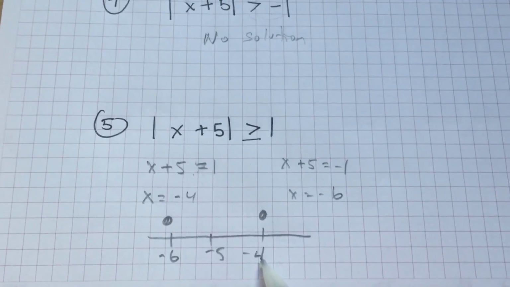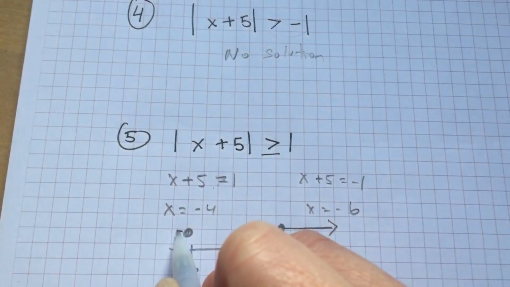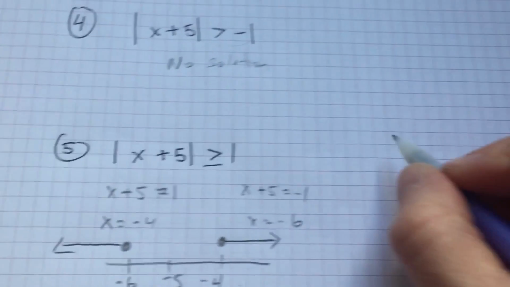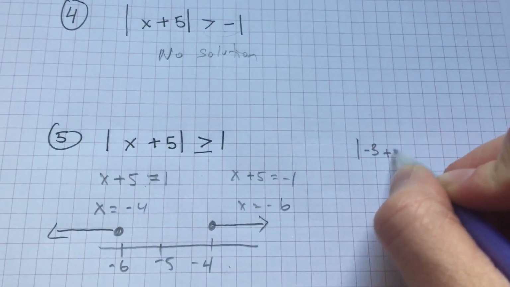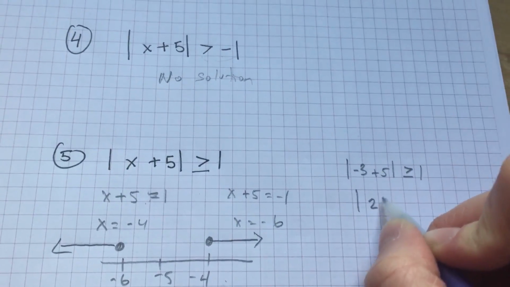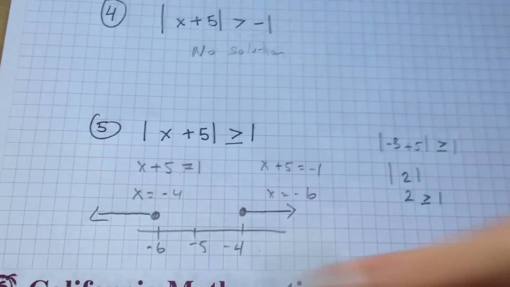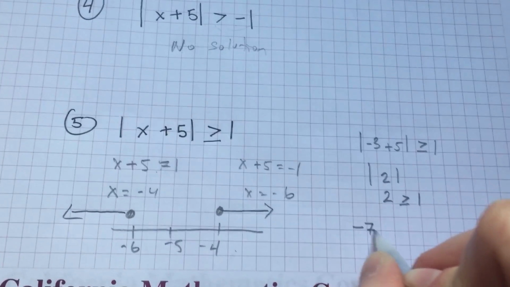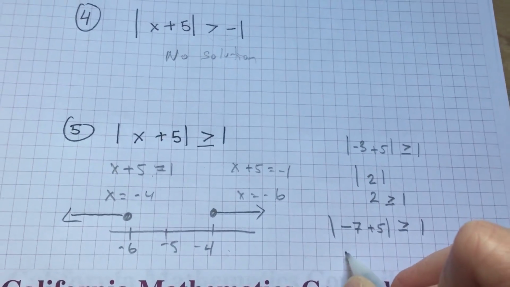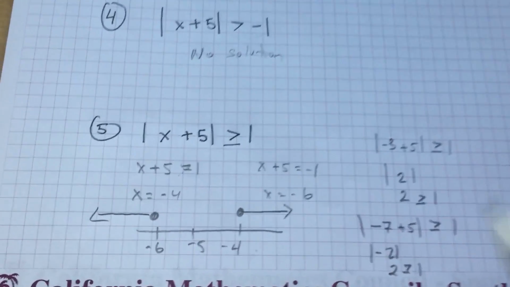At this point, this is a greater than, so technically my arrows should be pointing out in this direction. I'm going to test the point. After negative 4 is negative 3, so I'm going to test that point. So negative 3 plus 5 greater than or equal to 1. So this will be 2, and 2 is in fact greater than or equal to 1. After negative 6 is negative 7. So negative 7 plus 5 gives you negative 2, whose absolute value is also 2. And that does work out.